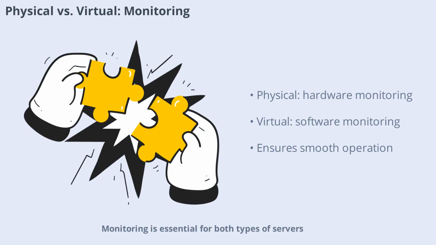Monitoring is essential for both types of servers. Physical servers require hardware monitoring tools to track temperature, power, and component health. Virtual servers use software-based monitoring to track resource usage, performance, and availability. Both approaches help ensure smooth operations and quick response to issues.